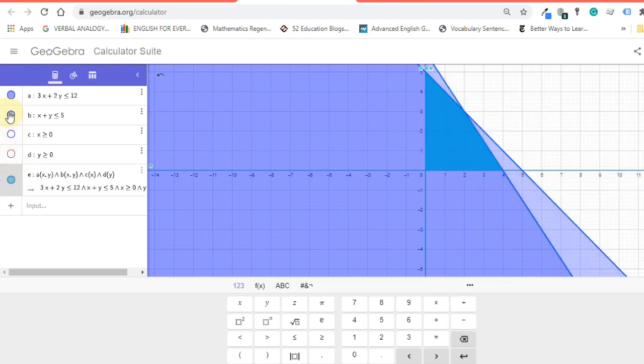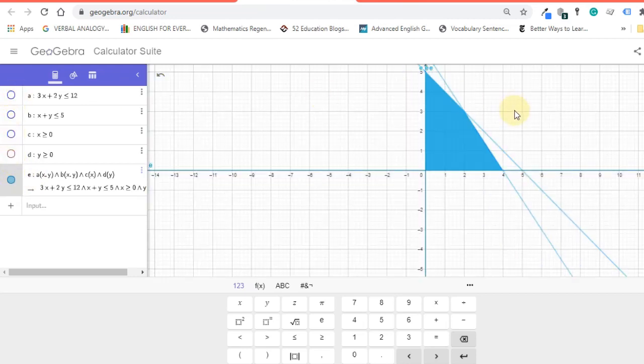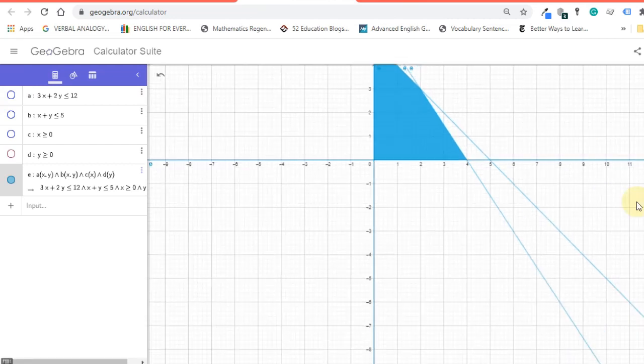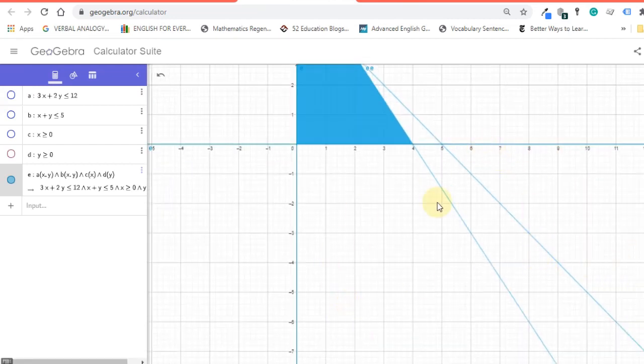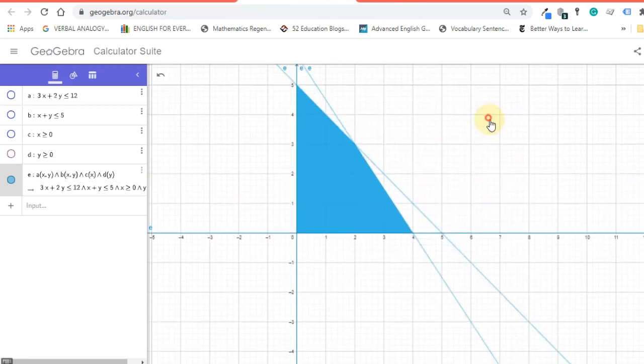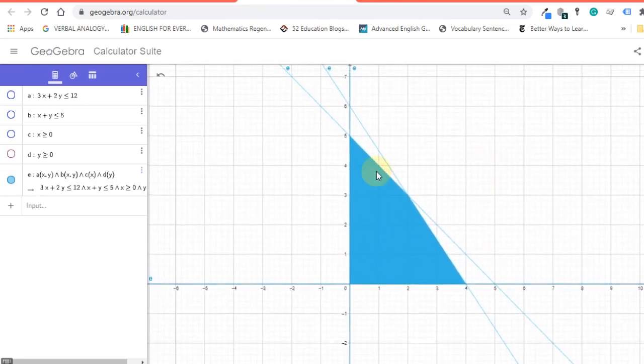So, I will click this so that there will be no color. There you go. So you can now see your region. From here, you can see that the points of intersection are 0, 5. This one is 2, 3. This one is 4, 0, and 0, 0.